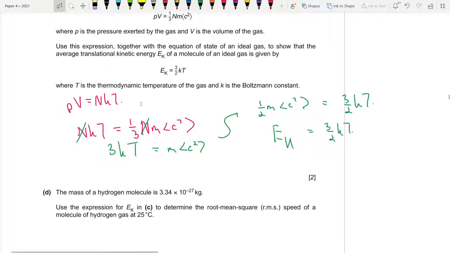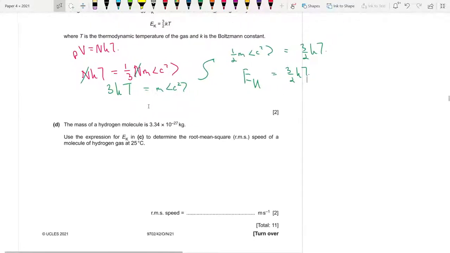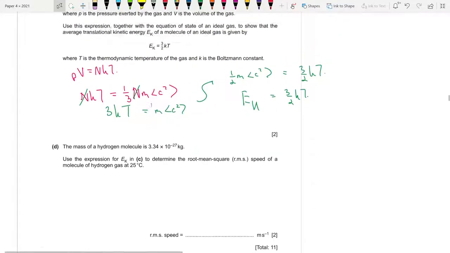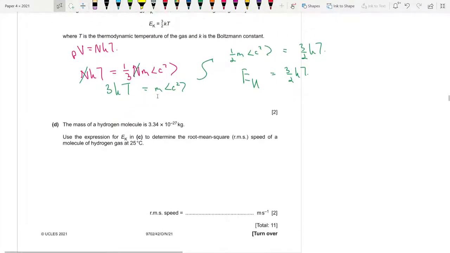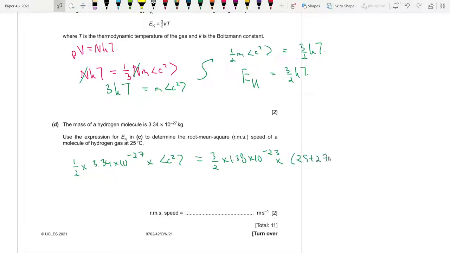So that's it. The mass of a hydrogen molecule is this. Use the expression to determine the root mean square speed of a molecule of hydrogen gas at 25 degrees Celsius. So half into 3.34 into 10 power minus 27 into mean square speed is equal to 3 by 2 into Boltzmann constant 1.38 into 10 power minus 23 into the temperature in Kelvin, 25 plus 273. Let's solve this.